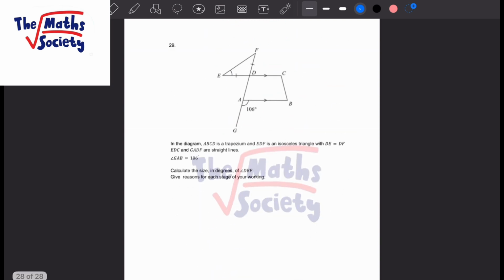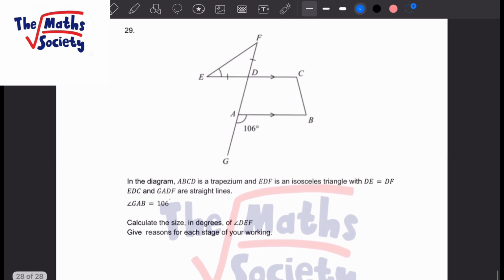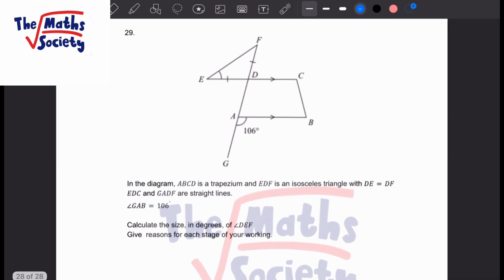And moving on to question number 29. It says that in the diagram, ABCD is a trapezium and EDF is an isosceles triangle with DE equal to DF. Angle GAB is given as 106, so we minus it from 180, which is going to give 74. And then you know that this is also 74 degrees because the lines are parallel. We just need to find DEF, that's correct, right?